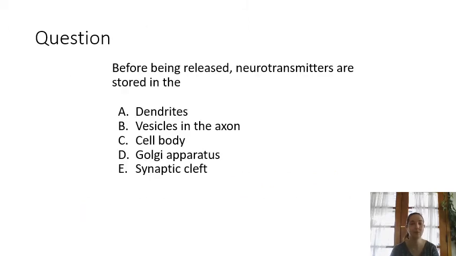Okay, before being released, where do we find neurotransmitters? Where are they stored? Yep, they're in vesicles in the axon. So we find little vesicles that are storing these neurotransmitters in the terminal bulbs of the axon.